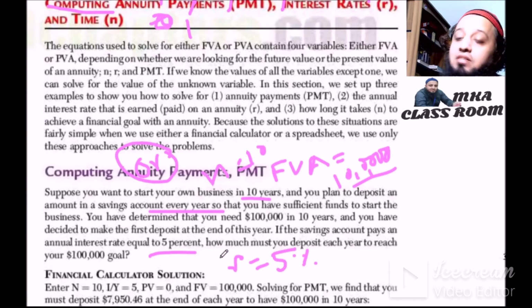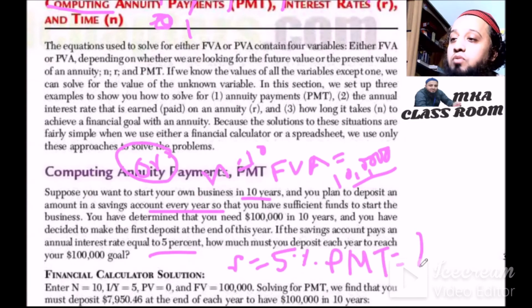That means you have to find out PMT. So all is clear. PMT, you can solve this by the tabular method, the timeline method, or you can do it by the formula method, whatever you like. But I will do it by the tabular method.